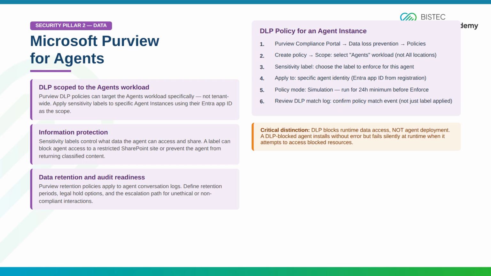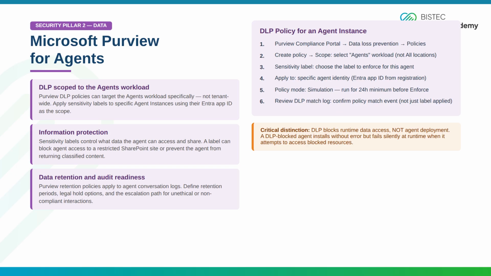Sensitivity labels control what data the agent can access and what it can return. A label can block agent access to a restricted SharePoint site. It can prevent the agent from surfacing classified content in a response even if the underlying user technically has access to that content. The label enforcement happens at runtime, not at deployment time.